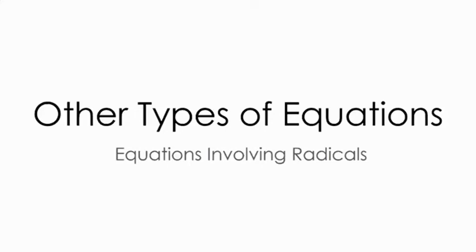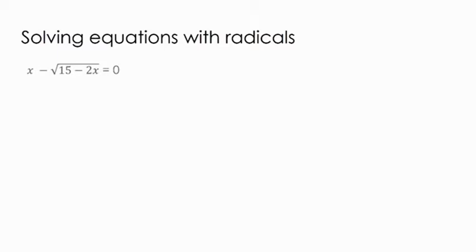In this video, solving other types of equations, we're going to solve equations involving radicals. As I look at this problem, we have a radical in the middle of our equation. So your first step on something like this is to isolate that radical. So what I'm going to do is add this entire value to each side.